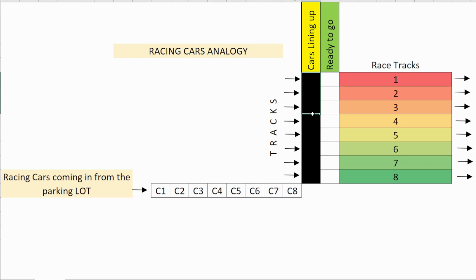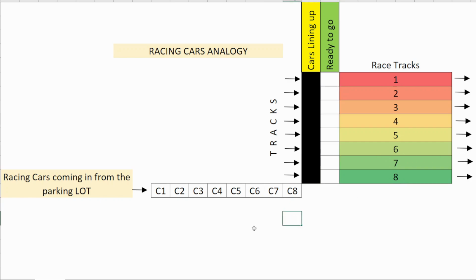Now, this part of the track is basically where they are lining up. They will not start racing yet. They are simply lining up. They will start racing when actually the cars come into this area, which is the ready to go area. And when they come from the cars lining up area to the ready to go area, then they start the race. And they go out of these tracks. So that means there are 8 tracks and they will go out of these tracks.